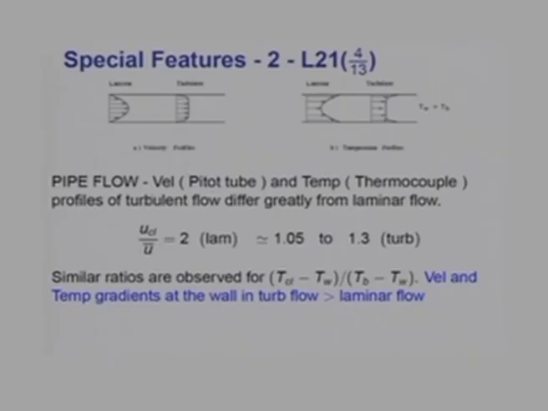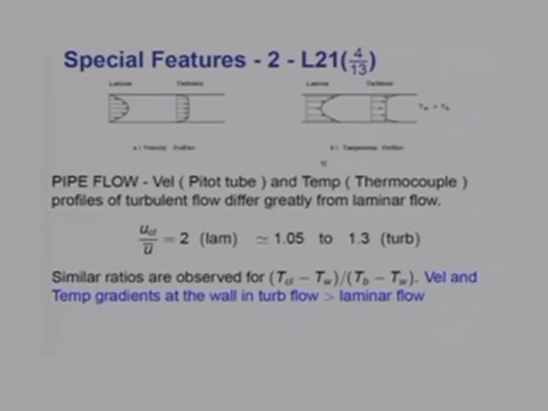In fact, if you were to look at u center line divided by u bar, it is 2 in laminar flow, but in turbulent flow it will vary from as low as 1.05 to 1.3 depending on the Reynolds number. The higher the Reynolds number, the lower is the value. So, the maximum to mean velocity at very high Reynolds numbers exceeding say 1 million would be about 1.05, somewhere around 10,000 or 8,000 it would be of the order of 1.3.